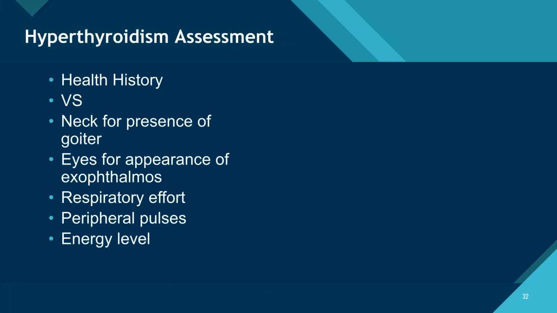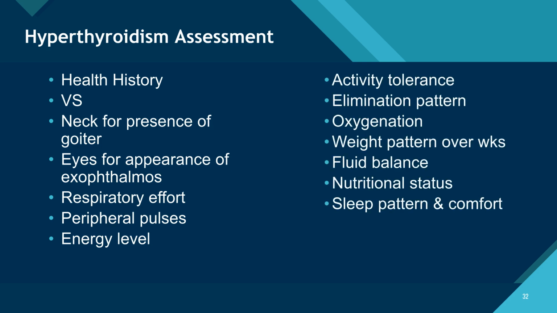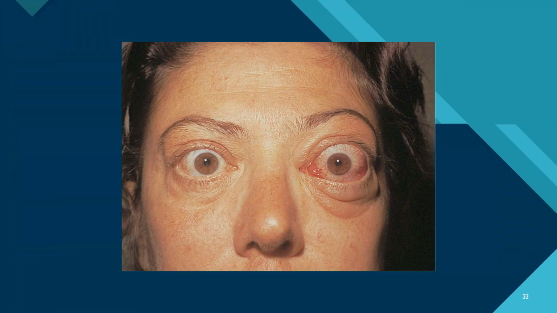Assessment for hyperthyroidism includes a health history, checking vital signs, examining the neck for goiter, observing for exophthalmos in the eyes, and monitoring respiratory effort and peripheral pulses. Also assess energy level and activity tolerance. Further assessment involves looking at elimination and sleep patterns, fluid balance, oxygenation, nutritional status, and weight pattern over several weeks to understand the full scope of hyperthyroidism.